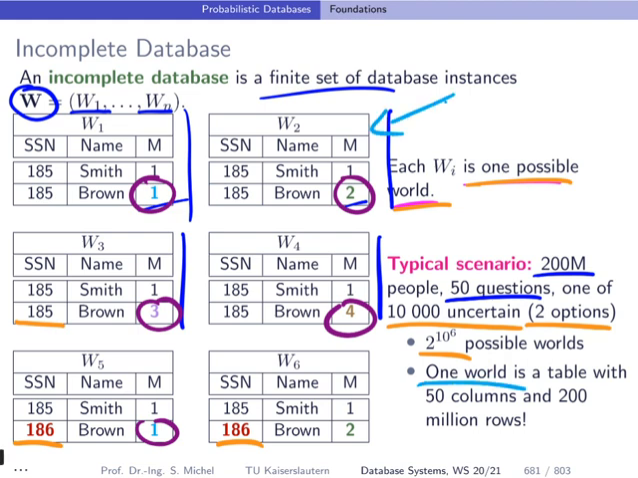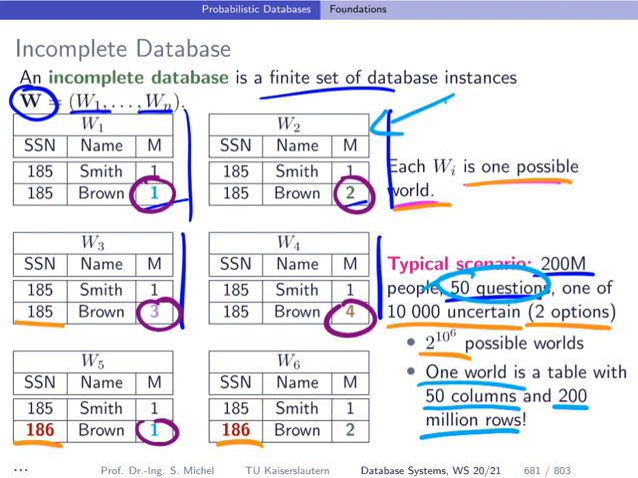And not only this, that you have so many of these possible worlds, each world, which looks quite small here, it's one small table here, but in this example, one world is a table of 50 columns, corresponding to the 50 questions, and 200 million rows. So for every participant in this poll, 1 row with 50 columns. So this is like a combinatorial explosion, obviously, because of these missing values and the consideration of all combination possibilities to create these individual worlds.